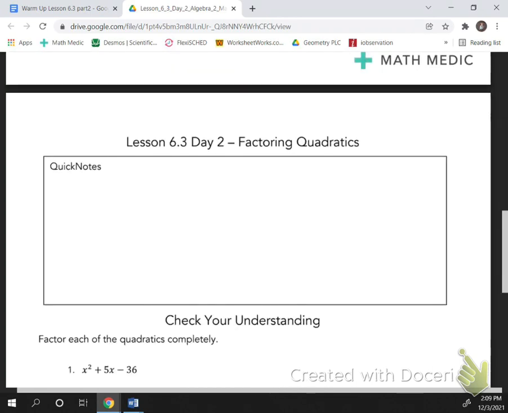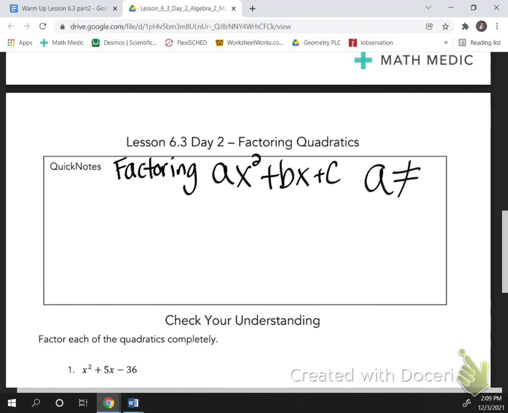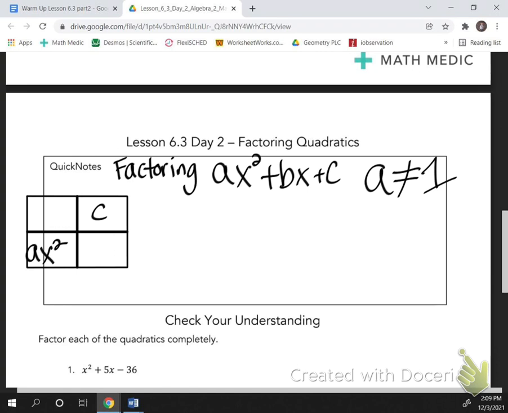So when we're factoring, and you have an A value that is not 1, we have to use a box and a diamond or a big X. So in general, this is what we do. We start with a box. It's when A is not equal to 1. And we put in our AX squared here and our C here.